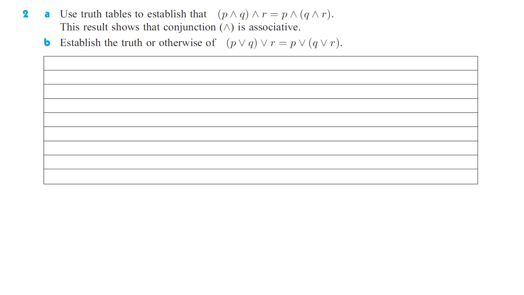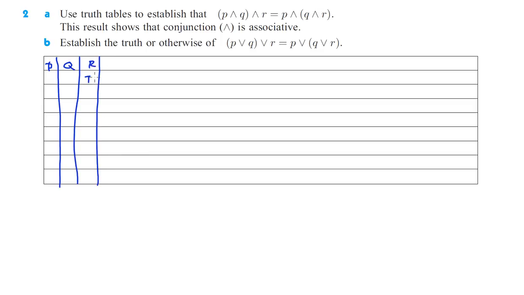The next one, which is number 2, use truth tables to establish that (P and Q) and R is equal to P and (Q and R). Okay, so let's start with P, Q, and R, and we'll make our truth tables for this.